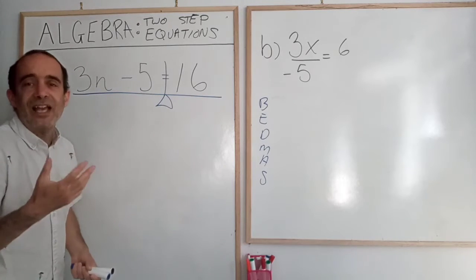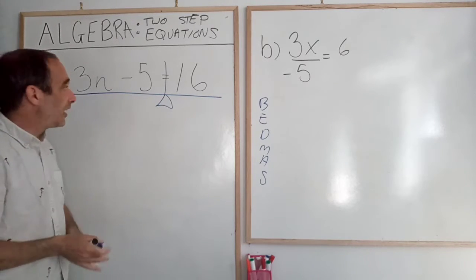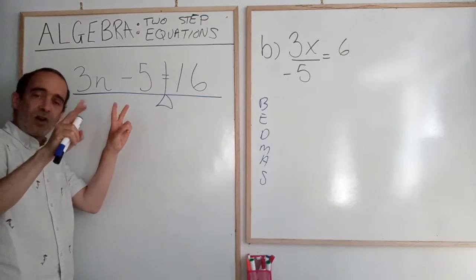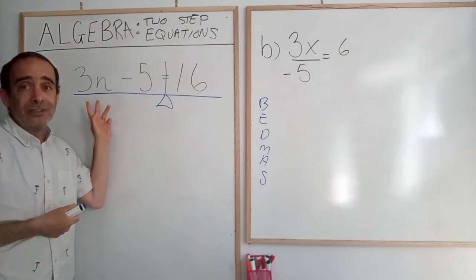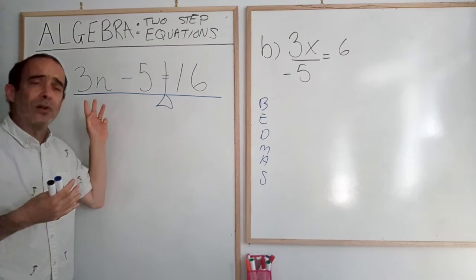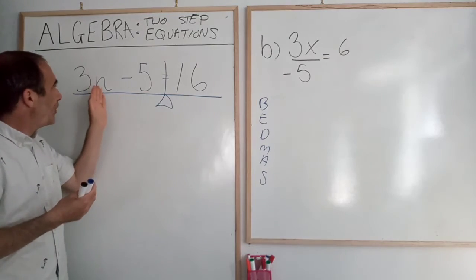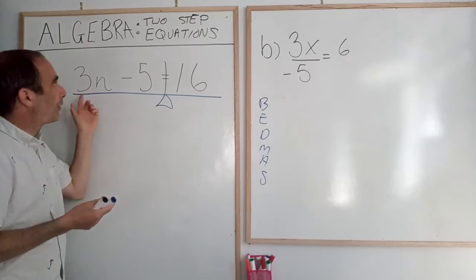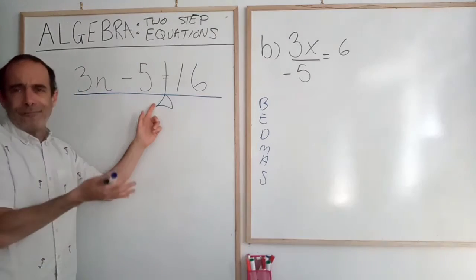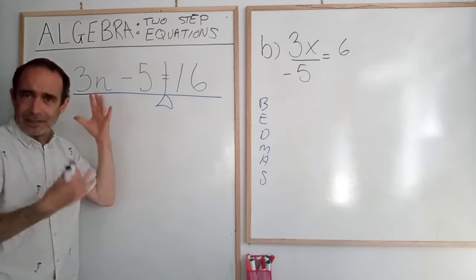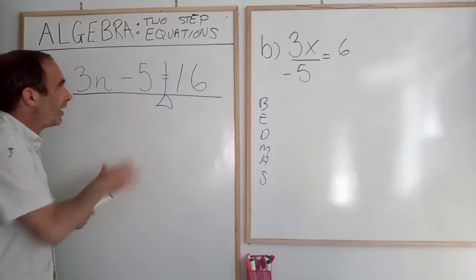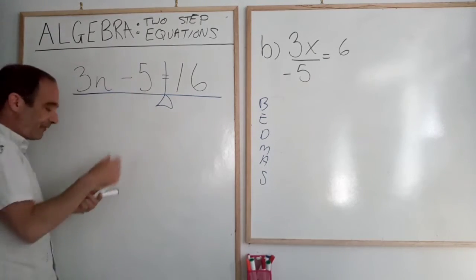What I always say is that you're looking to get rid of the thing that's farthest away from the n. Now, that's not an actual math rule, just kind of a rule of thumb that sort of works. If you look at it, which is farther from n, the 3 or the 5? Well, 5 is clearly farther away from the n than the 3 is, separated by a bigger space. So we're going to get rid of that negative 5 first.